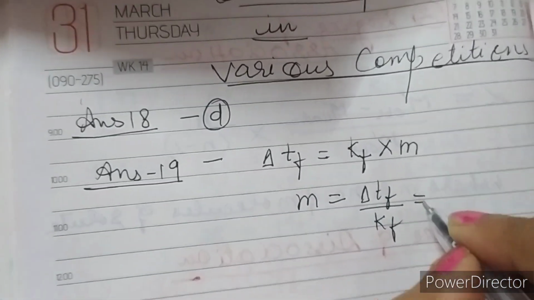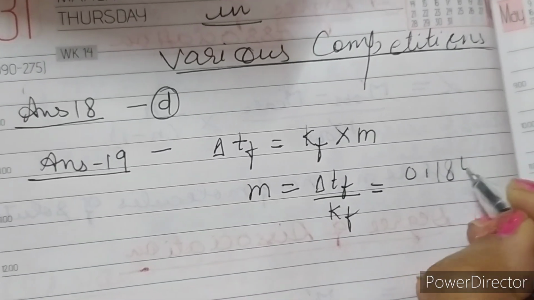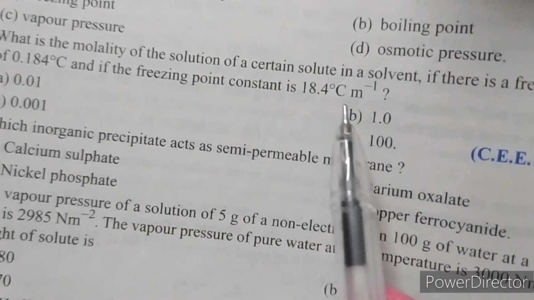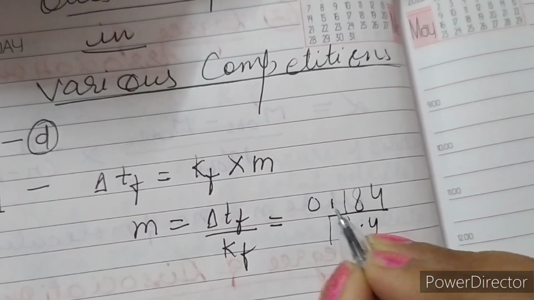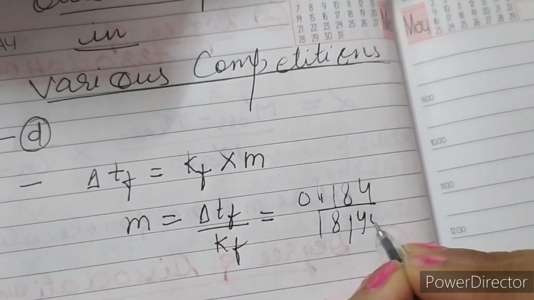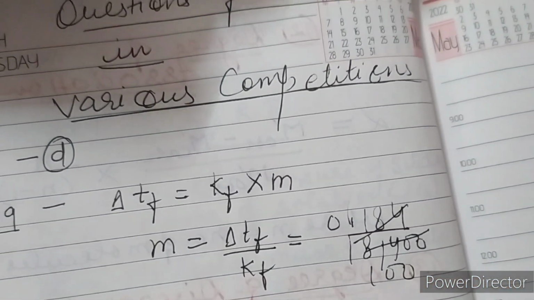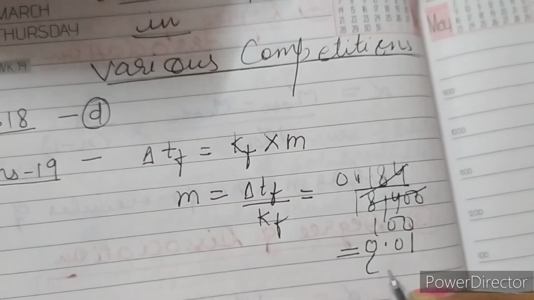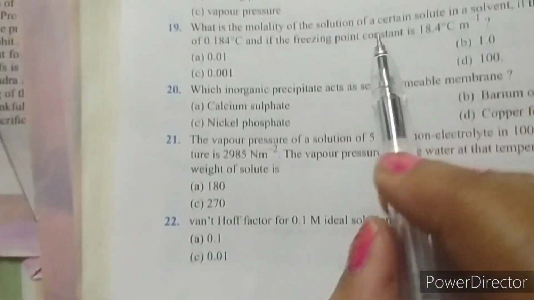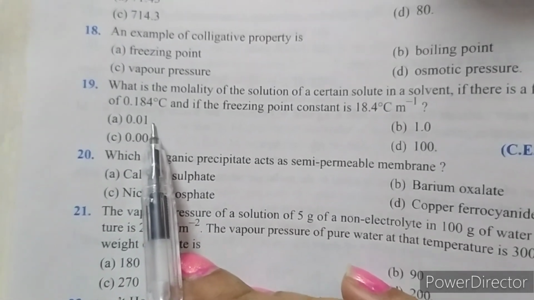Here the depression in the freezing point is 0.184 and the freezing point constant is 18.4. Let's solve it out here. We will get 1 upon 100, that will be equal to 0.01. So the answer will be 0.01, that is answer number A.